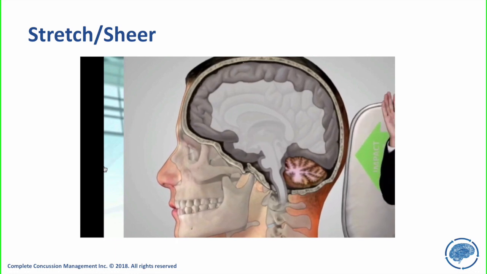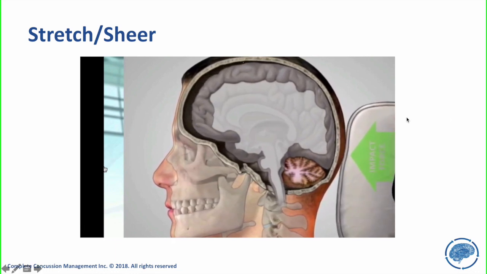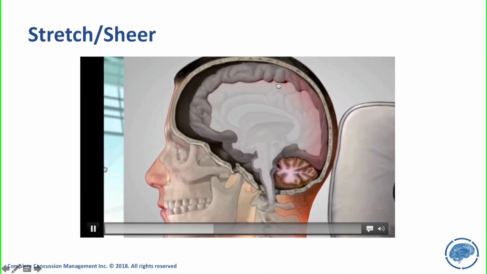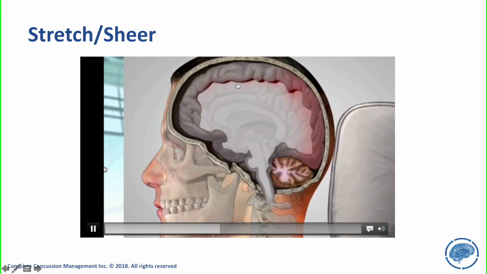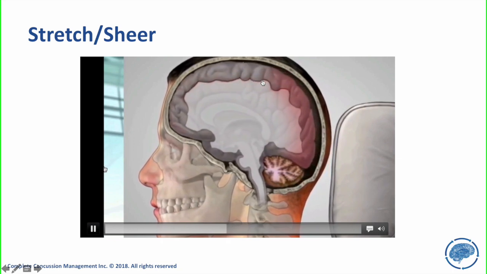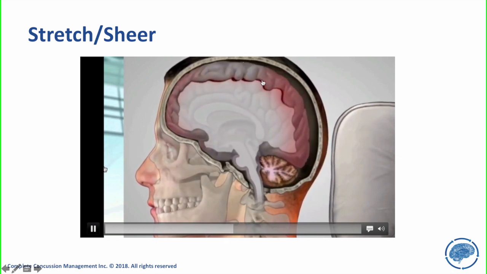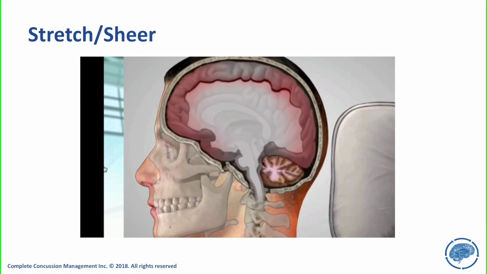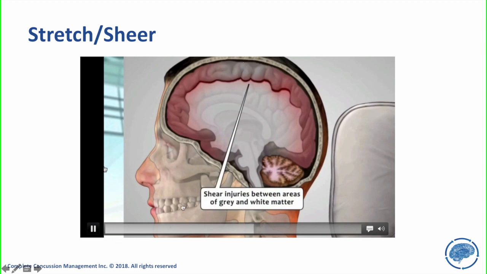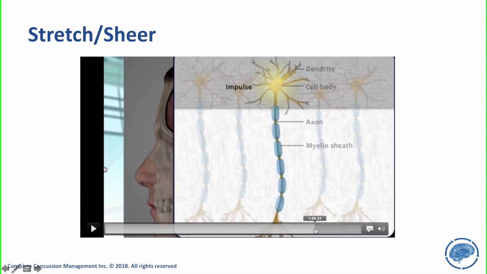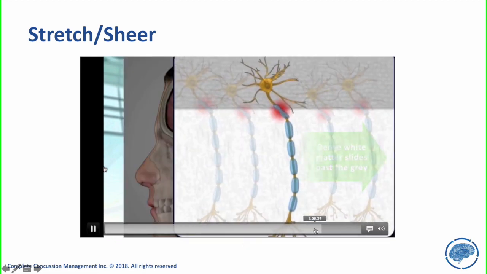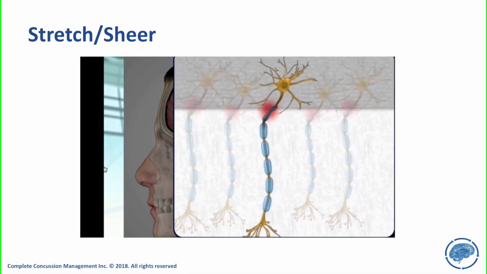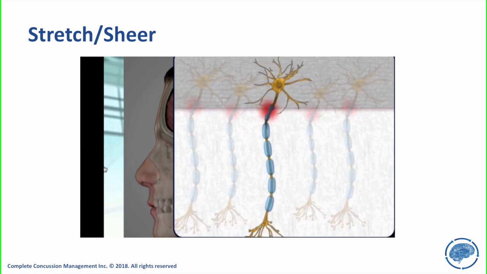And what you see here is upon that impact, you get a little bit of that coup contrecoup, but really you can see what's happening at that junction between white and gray matter: they're pulling apart and also shearing across each other. This is probably the best video I've found to explain that process, that mechanism. If we zoom in on it, you can see it happening at the microscopic level. And just like that.